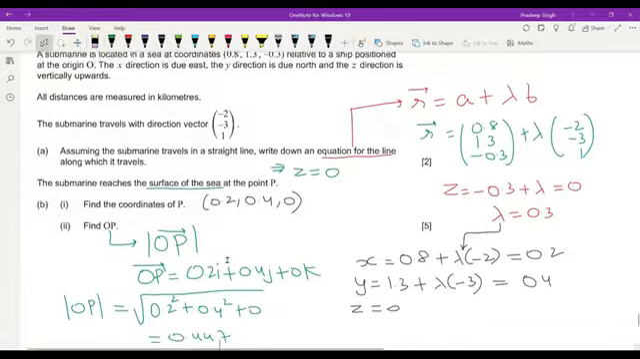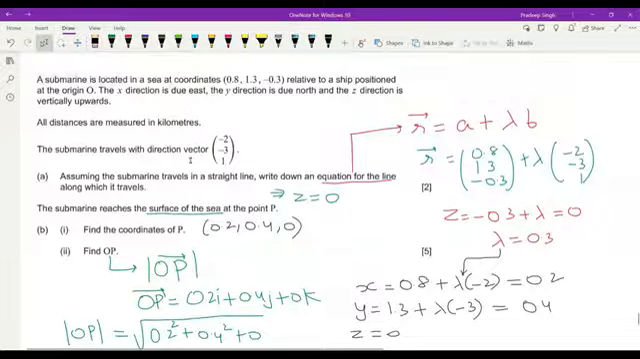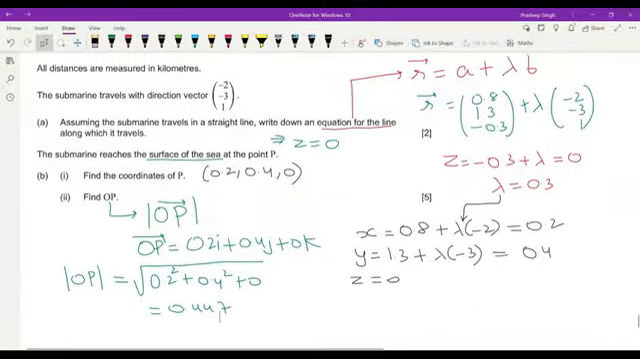And for the units, we go back to the question. All the distances are measured in kilometers. So the final answer is also in kilometers. It will be 0.447 kilometers, which can also be written as 447 meters.